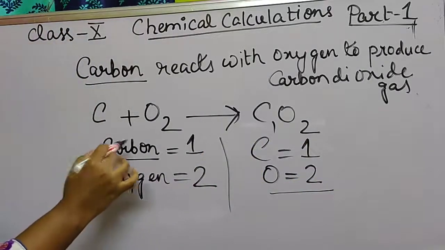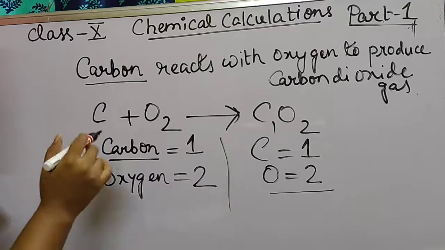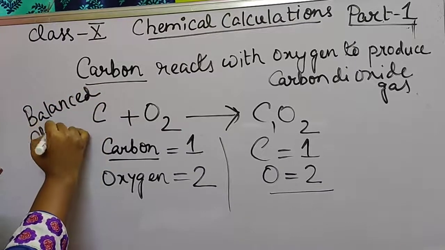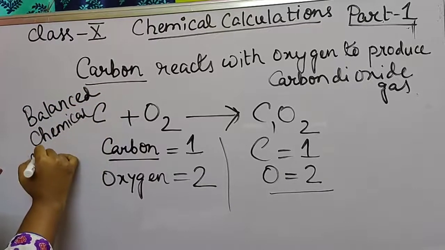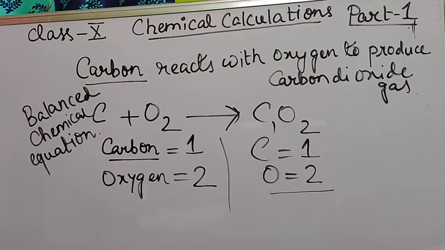So that means the number of atoms for all the elements that are present in a chemical reaction are equal on both sides. So that's why this equation we could consider as a balanced chemical equation. But if the number of atoms on both sides are not equal, then we have to balance it first, and then we have to carry out the other necessaries. So this is the concept of balanced chemical equation.